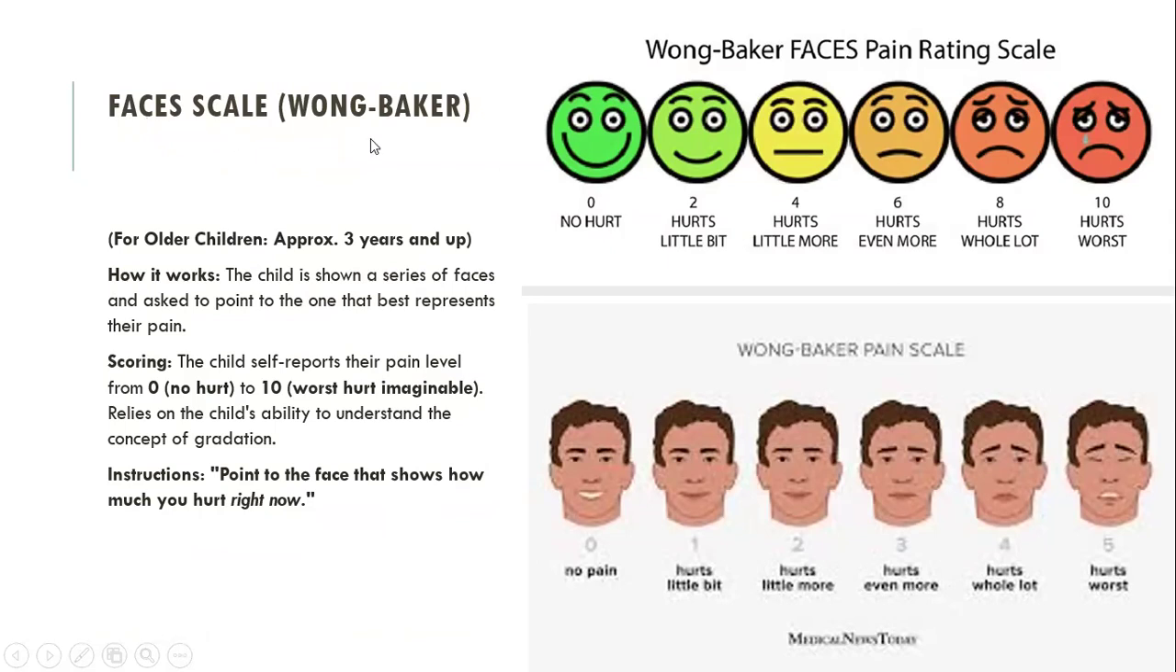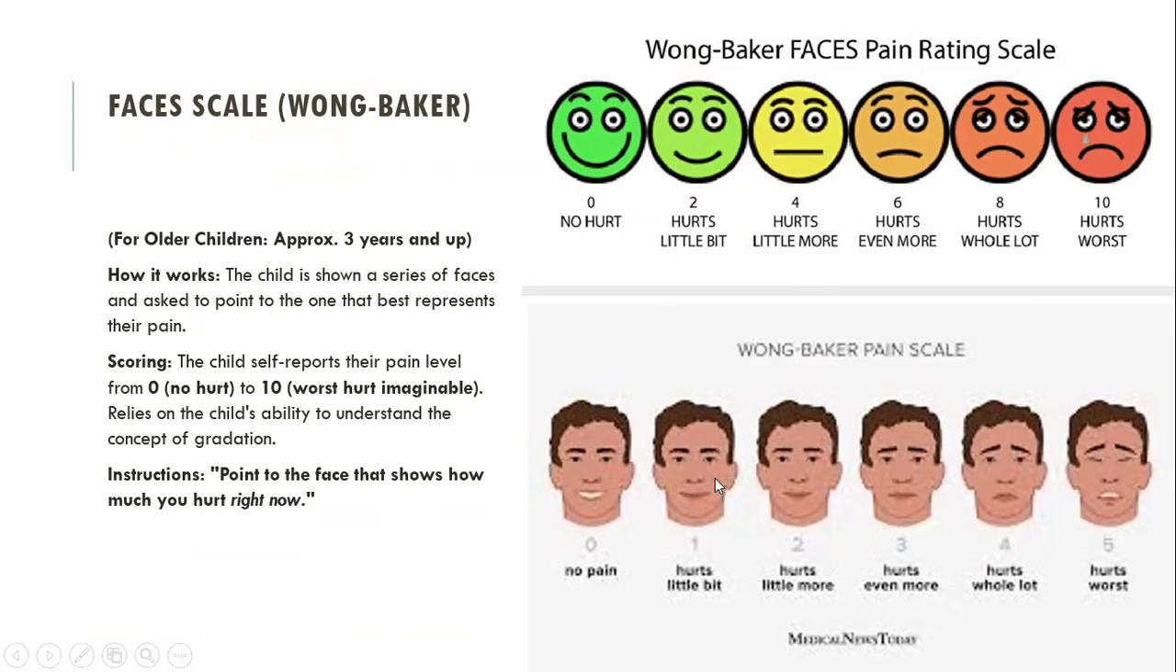The FACES scale is also called the Wong-Baker scale. It is used for children approximately 3 years and up. How it works: the child is shown a series of faces and is asked to point to the one that best represents their pain. So if the child points to 0, that means he is having no pain.